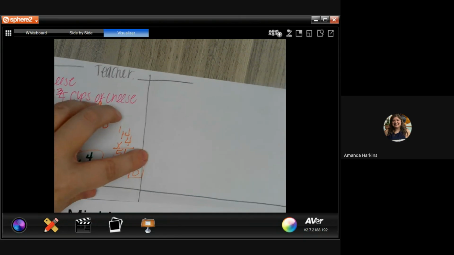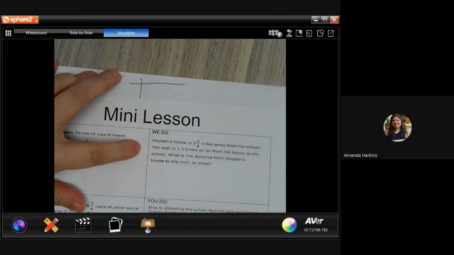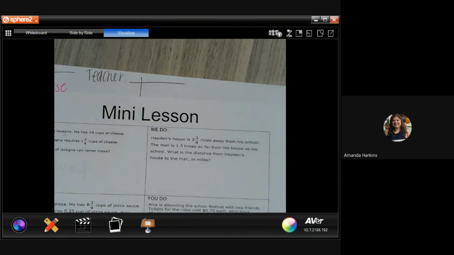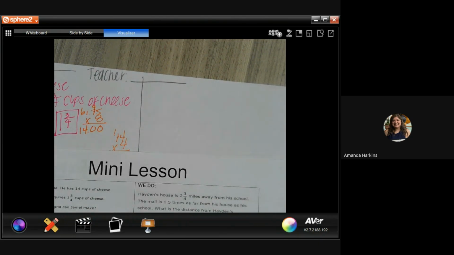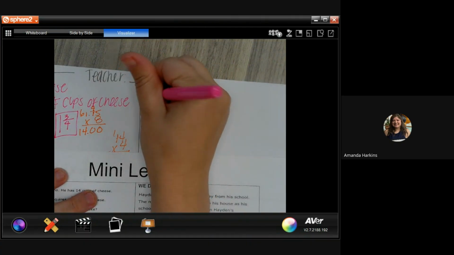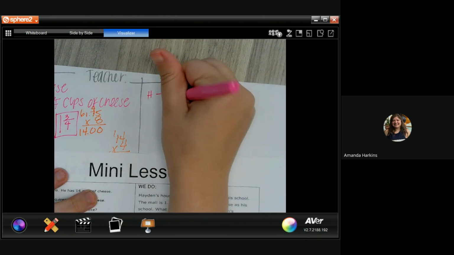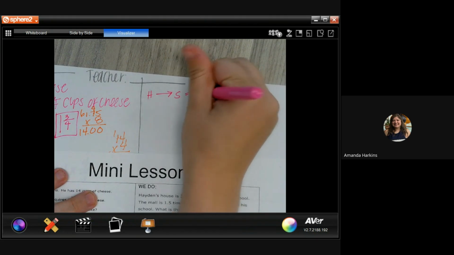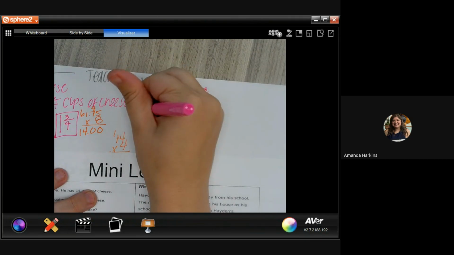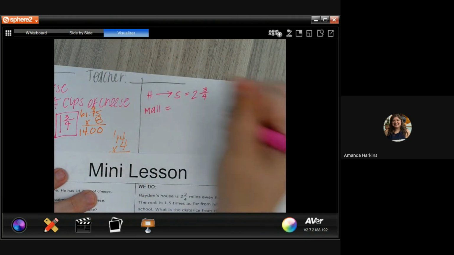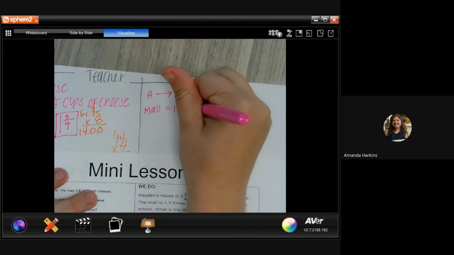All right, next one. It says, Hayden's house is 2 3/4 miles away from school. The mall is 1.5 times as far as his house. What is the distance from Hayden's house to the mall? So what do we know? We know that from his house to school, it's 2 3/4 miles. He wants to go to the mall, but the mall is 1.5 times that.